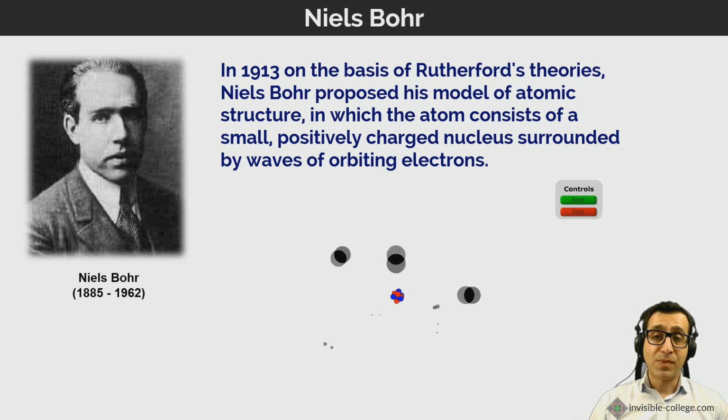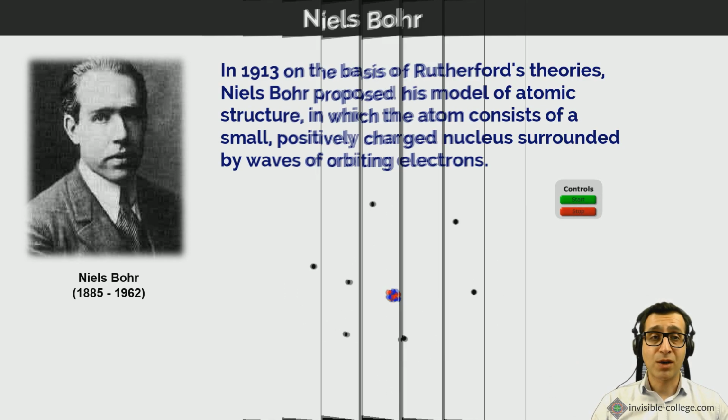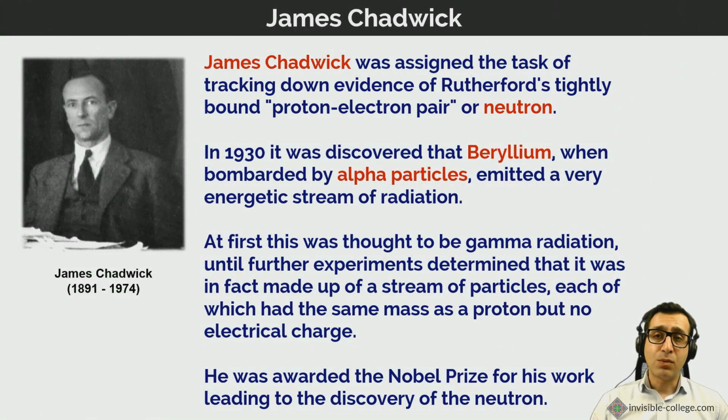Now, the next big jump in our understanding of the structure of the atom came with the work of another scientist, James Chadwick. Now, he was assigned the task of tracking down evidence of Rutherford's tightly bound proton-electron pair. At the time that Rutherford was doing his experiments, he didn't know that the particles in the nucleus which were neutral were discrete particles called neutrons. He thought of them as being a pair of particles, a proton and an electron, within the nucleus, which gave that overall pair a neutral charge.